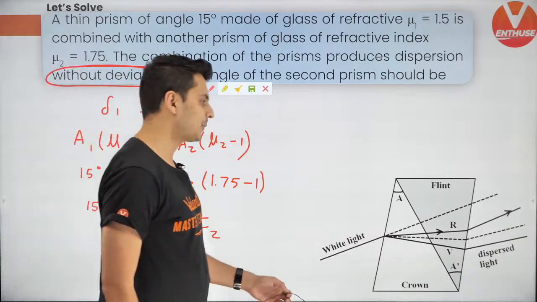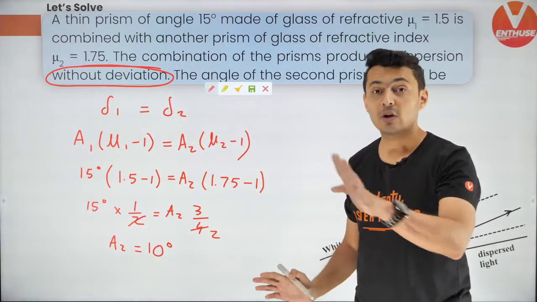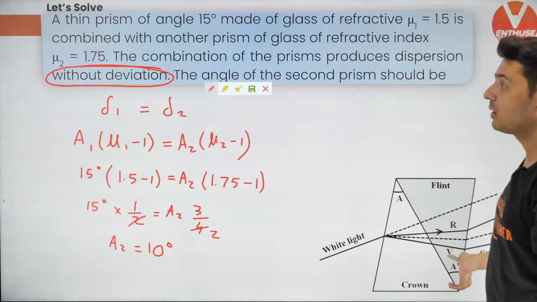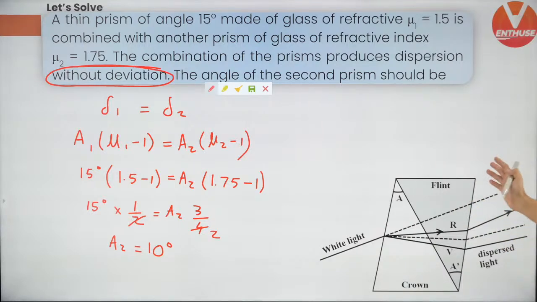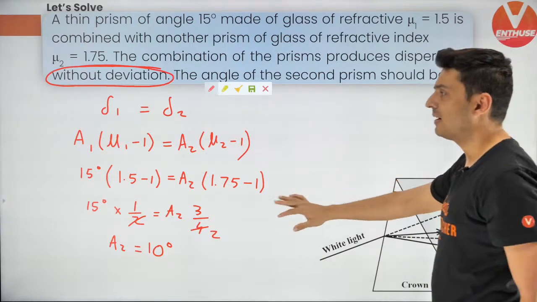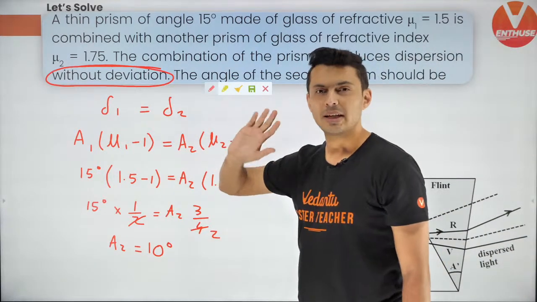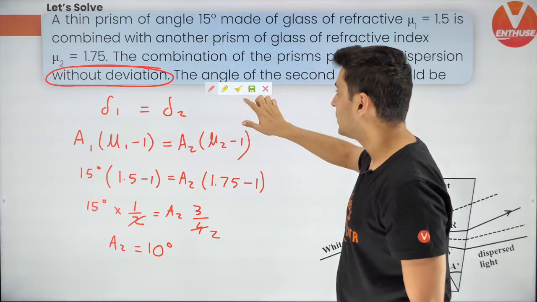I hope this is clear now. Is that understood? So you can solve problems of dispersion without deviation or deviation without dispersion, all these things in a very simple manner. You should just know what to use when. That's it. Let's get going to the next question.